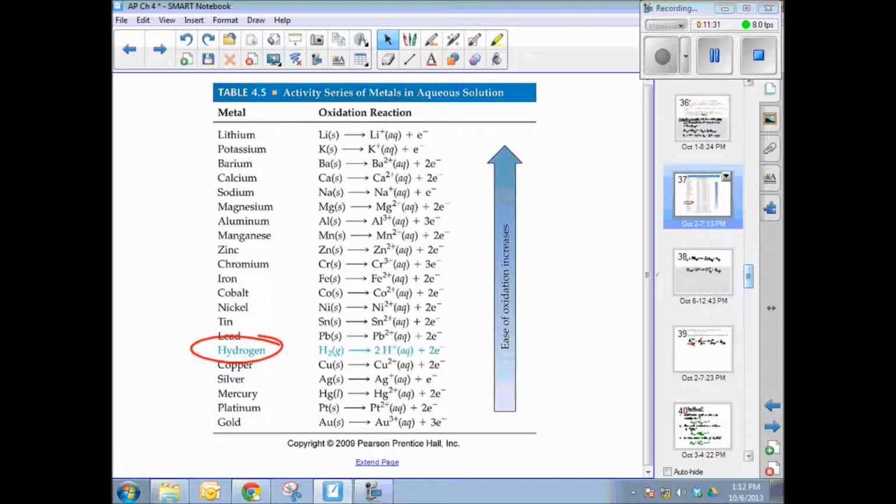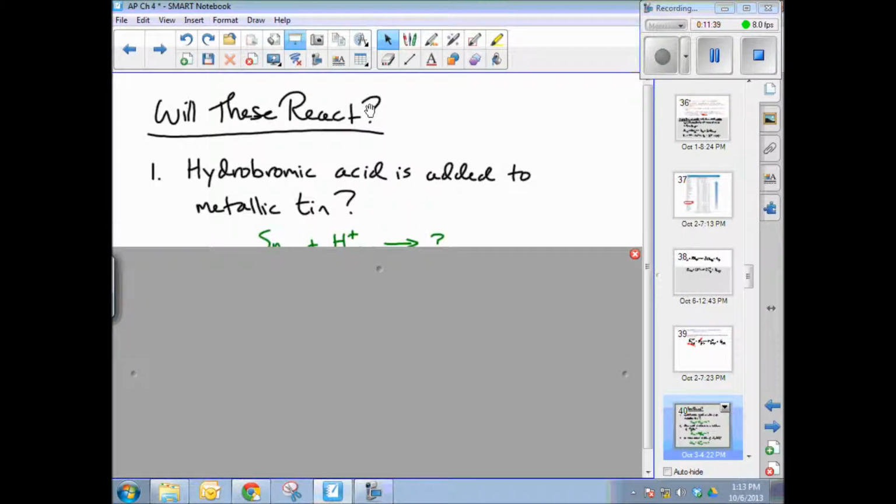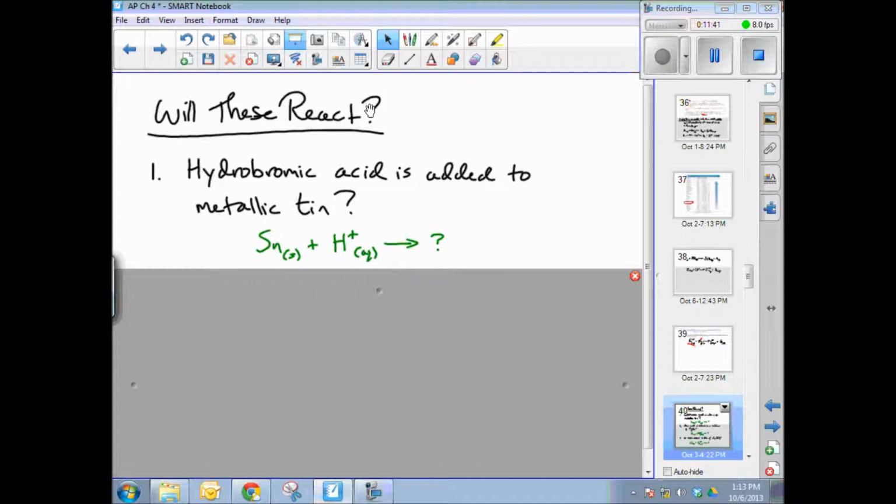So let's look at a couple of examples here. Hydrobromic acid is added to metallic tin. So I've shown that here. Let me isolate that right here. Hydrobromic acid, of course, the reactive species is going to be the H+ ion, and metallic tin shown right there. Well, will that react? Let's go to the activity series and check it out.